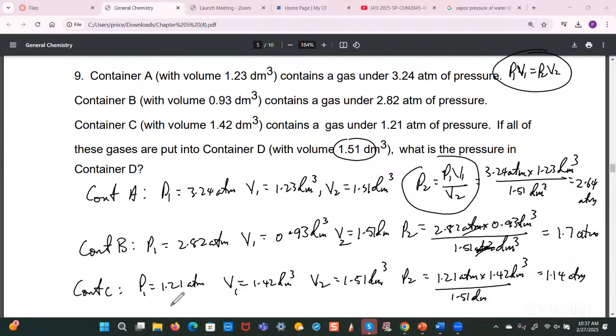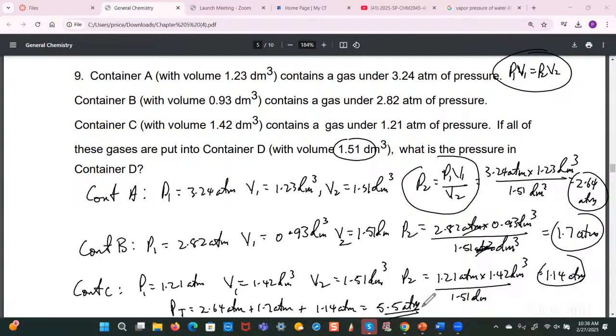Now remember, the question is asking for the total pressure after you put all these gases into container D. So all we have to do is add these numbers to get an answer. So total pressure is equal to 2.64 atmospheres plus 1.7 atmospheres plus 1.14 atmospheres. So 2.64 plus 1.7 plus 1.14. Now this you have to round off to one decimal place. So the answer becomes 5.5 atmospheres. That would be the final answer.